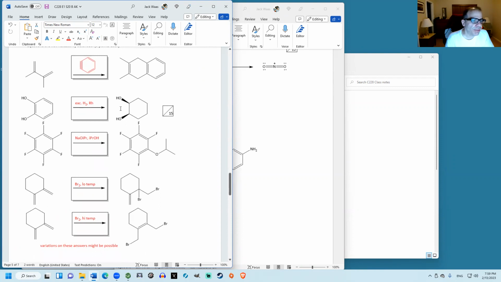This is reduction of an aromatic ring with hydrogen. This is a nucleophilic aromatic substitution. And over here, we've got two different electrophilic additions to a diene. At low temperature to give you the 1,2 product, which is the kinetic product, and at high temperature to give you the 1,4 product, which is the thermodynamic product.